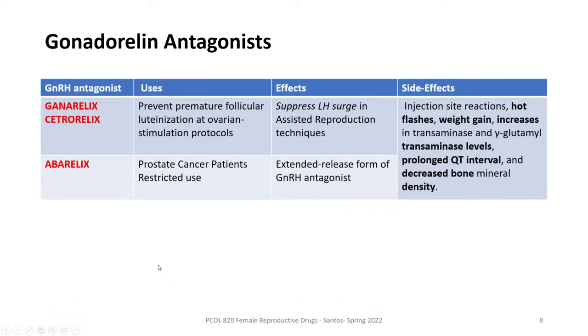We also have the gonadorelin antagonists, and basically we have two groups. A group that has effect in women, preventing premature follicular luteinization by suppressing the luteinizing hormone surge, and that will be ganirelix or cetrorelix. And the one that is used in men, which is abarelix, an extended release form of the gonadorelin antagonist, with indications basically for prostate cancer patients. In terms of side effects: hot flashes, weight gain, and increases in transaminase and gamma glutamyl transaminase. Also some effects on the heart, prolonging the QT interval, and decreased bone mineral density.